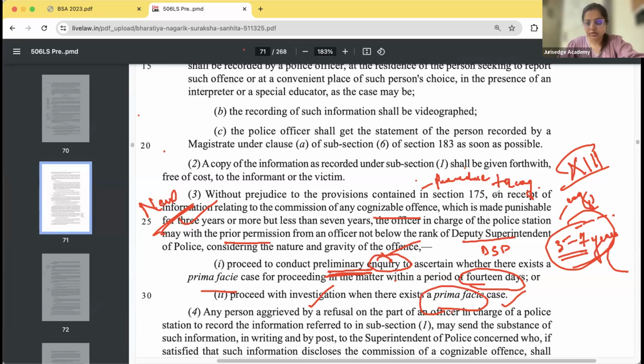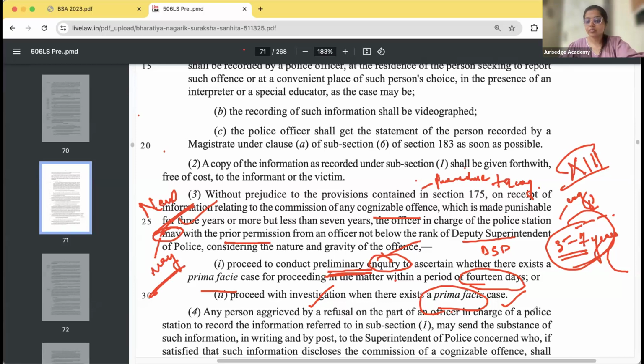It is a may provision. On receipt of information of a cognizable offense, the officer in charge of a police station may. So it depends upon the police officer. It is not mandatory. The inquiry mentioned here is not mandatory. The preliminary inquiry. This inquiry is not that inquiry. This is an inquiry which has to be conducted by the police officer only.